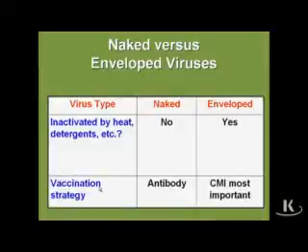Okay, now, vaccination strategy for the different types of virions. Antibody is really very helpful for controlling the spread of naked viruses. Okay? So if a naked virus gets into a cell, infects a cell, and blows it up, if antibodies are there, they can bind to that virus and prevent attachment to another cell.